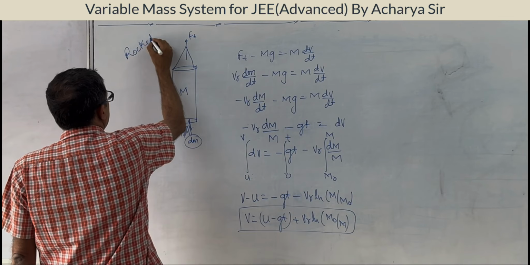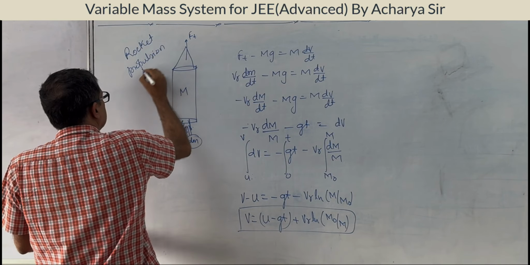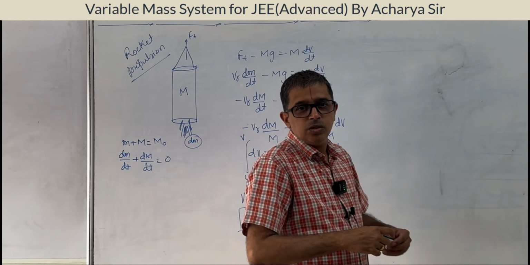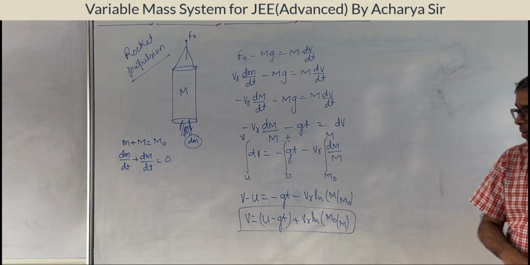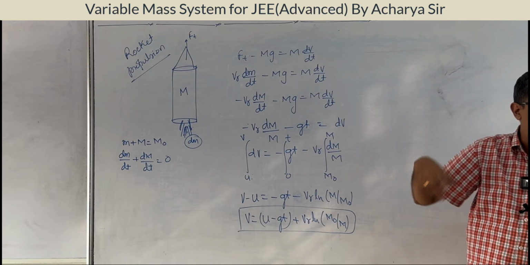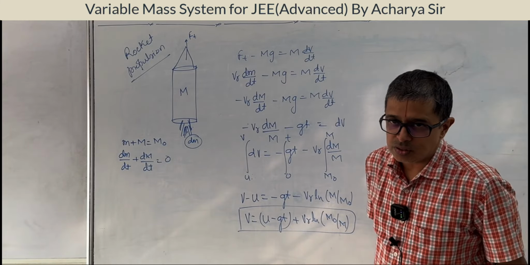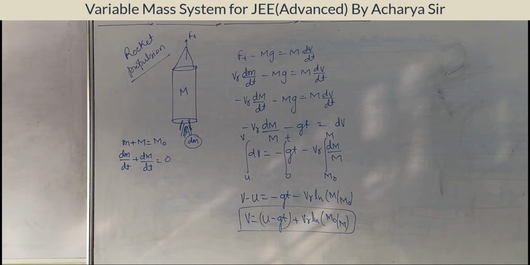Rocket propulsion. Only assumption here which is slightly unreasonable is g is constant, but you are taking it for a short time interval over a span where I can consider g to be approximately constant. This completes variable mass.